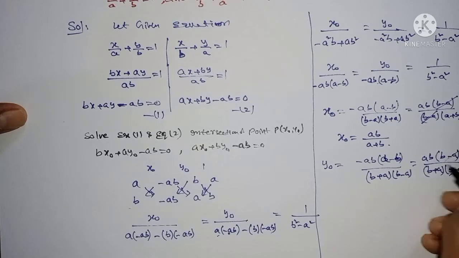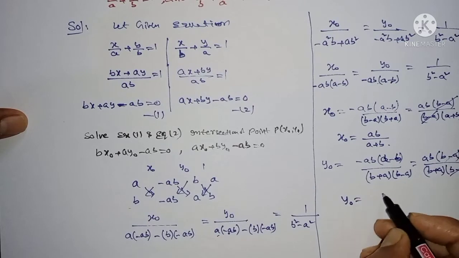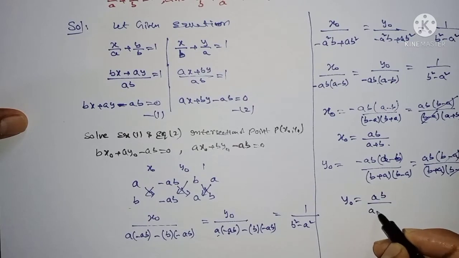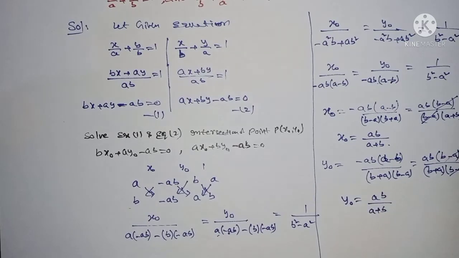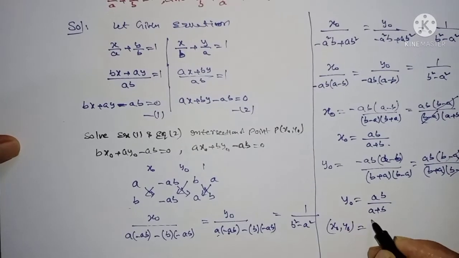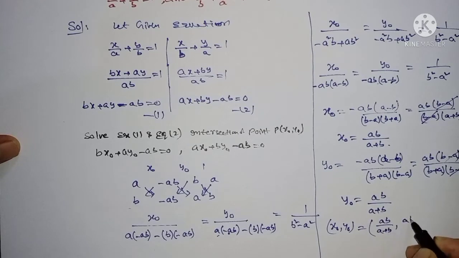Therefore, b minus a cancels, and y naught is equal to ab by a plus b, or b plus a; both are the same. Therefore, the point of intersection is x naught comma y naught, which is ab by a plus b, ab by a plus b.